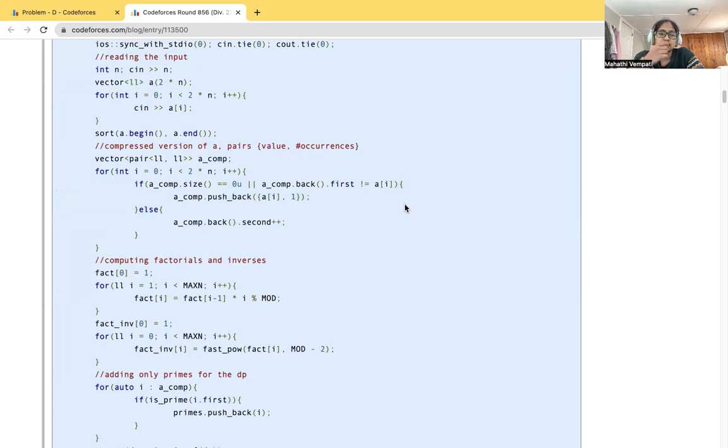Nice. I like this compressed list. Yeah, that's super smart. I wouldn't have done it this way. I wouldn't have sorted and compressed. I guess what I would have done is made a map and input it in there, which I guess both are okay.